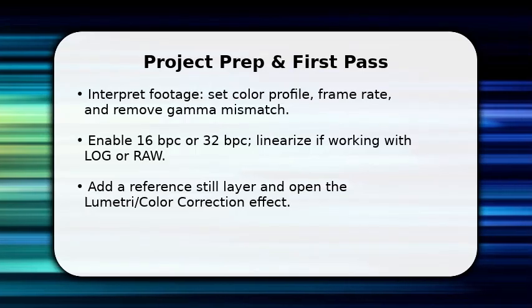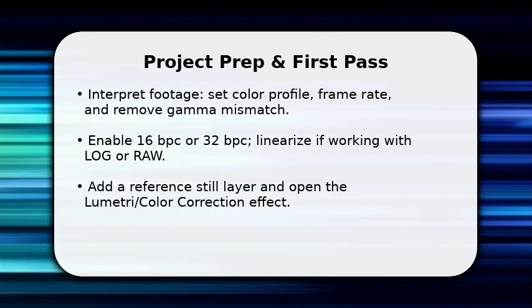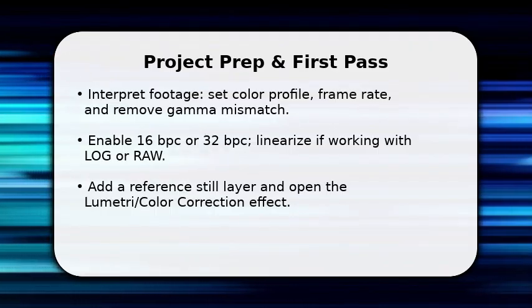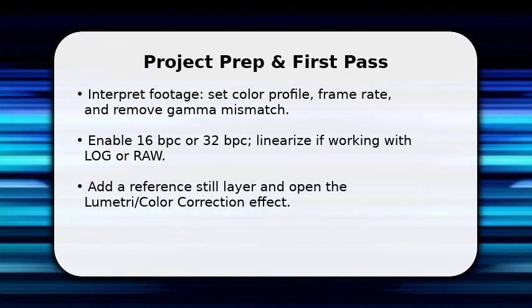You begin by making the file behave. Interpret footage to the correct color profile and choose 16 or 32 bits per channel so you don't clip highlights. Next, linearize footage if it's LOG or RAW so adjustments are proportional. Apply a single color correction effect, Lumetri or Color Finesse, and create a locked reference still on a separate layer to compare. Once that's ready, pull basic exposure and contrast to a neutral midtone. This establishes the baseline for every further correction.